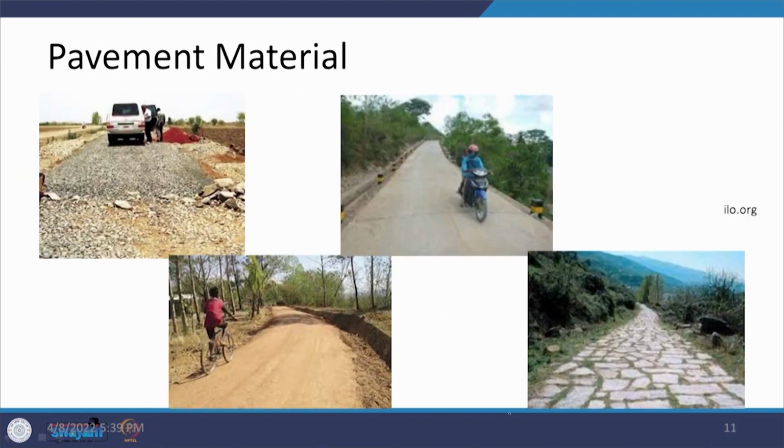Here again you can see different types of surfaces being shown. You have an earthen surface, you have a gravel surface, this is a cement concrete pavement, and this is a pathway which has been created by use of stones.